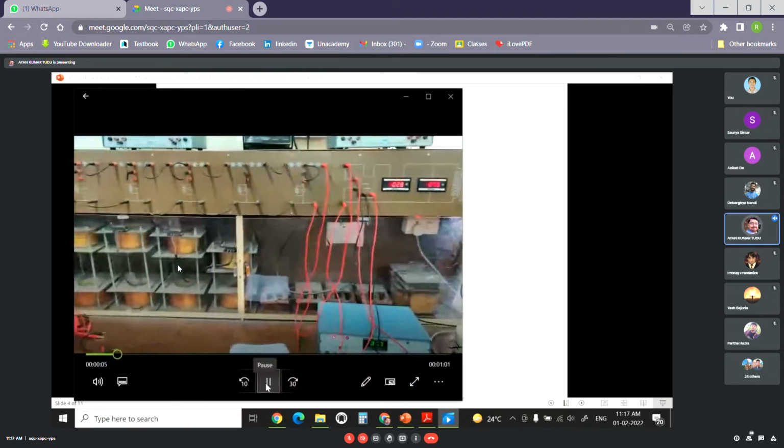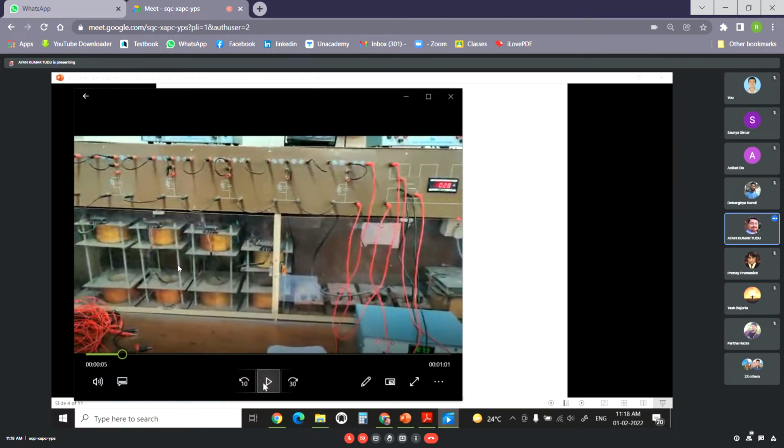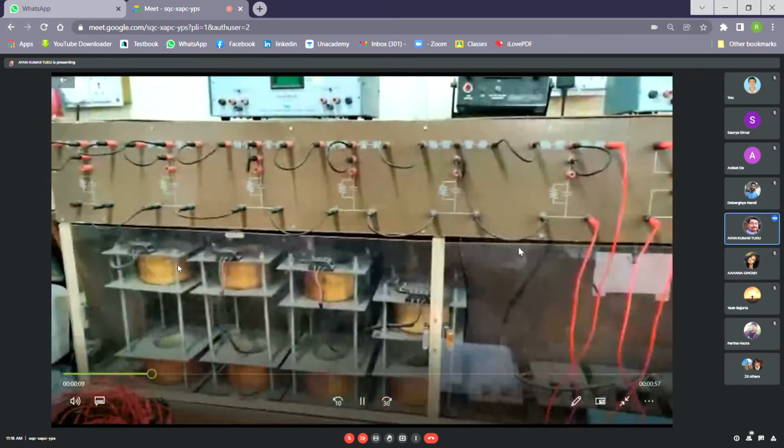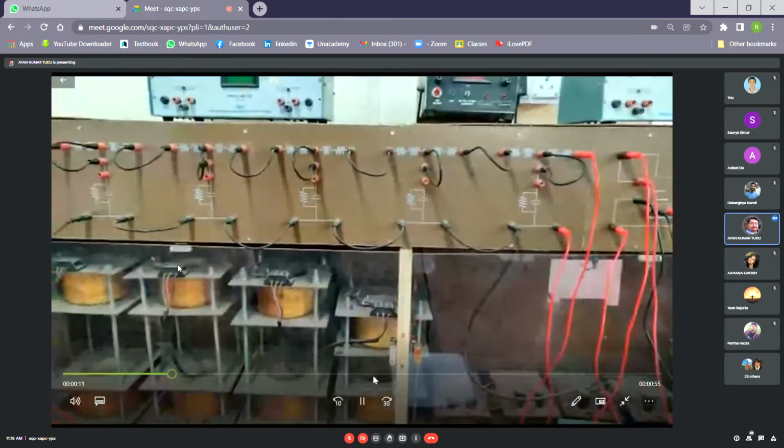This is the circuit diagram for measurement of the generalized constants of ABCD parameters of a transmission line.